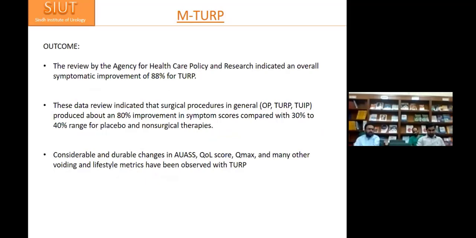The outcomes review by the Agency for Healthcare Policy and Research indicates an overall symptomatic improvement of 88% for TURP. The data review indicated that surgical procedures in general produce about 80% improvement in symptom score, compared with a 30% to 40% range for placebo and non-surgical therapies. Considerable and durable changes in IPSS, quality of life, QMAX, and many other lifestyle measures have been observed with TURP.